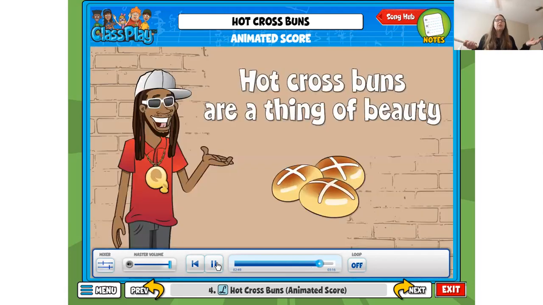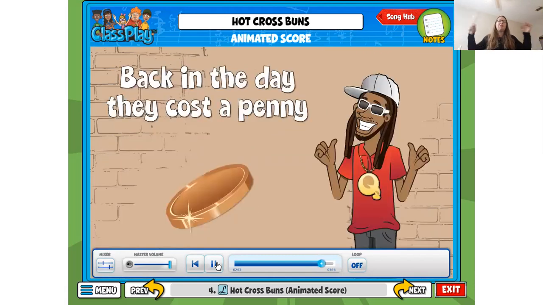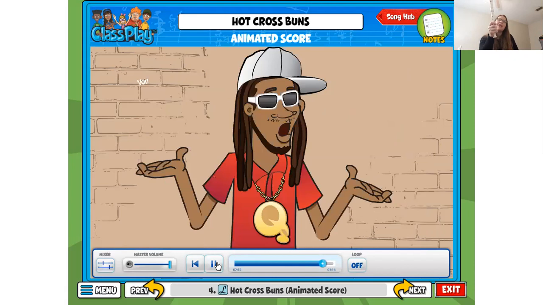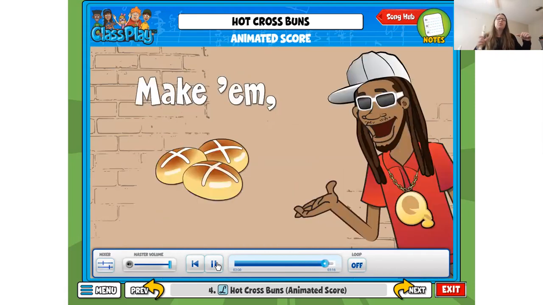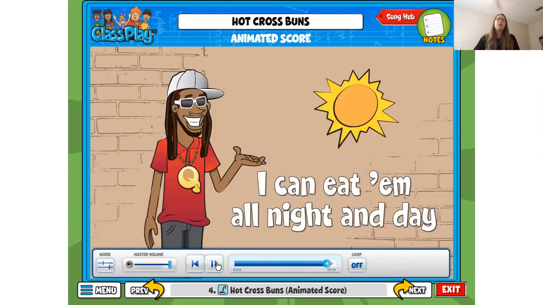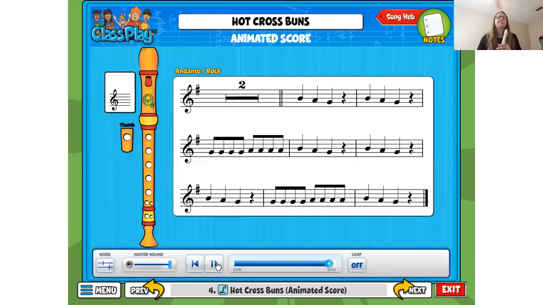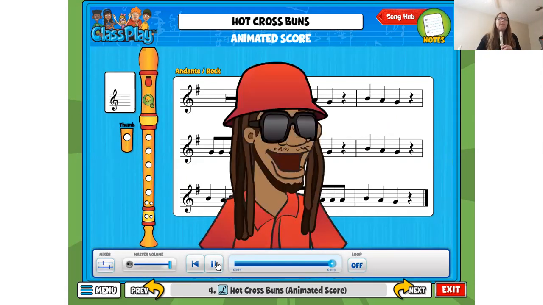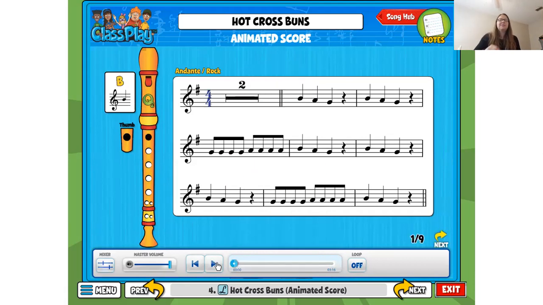Hot cross buns are a thing of beauty. You can eat them plain or extra fruity. Back in the day, they cost a penny. Now for that, you can't get any. Hot cross buns are what we live for. We bake them, eat them, then we make more. You can eat them all night and day. Hot cross buns, hip hip hooray! Hot cross buns. All right.